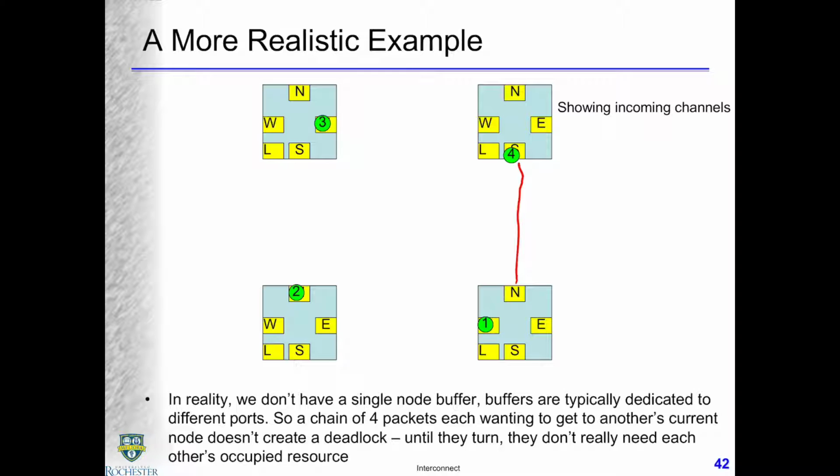So now 4 wants to go to this node, right? How many buffers are there? 0. So it cannot move. It's waiting for 3. Simultaneously, 3 is waiting for 2, 2 is waiting for 1, 1 is waiting for 4, and we get ourselves a deadlock.